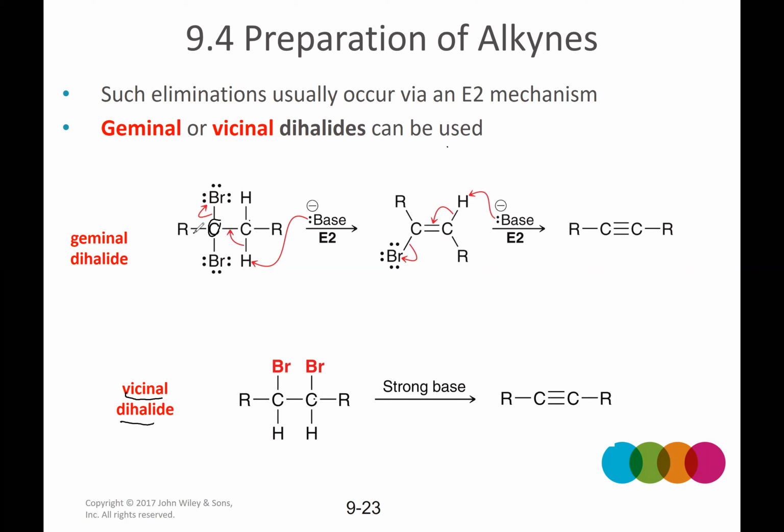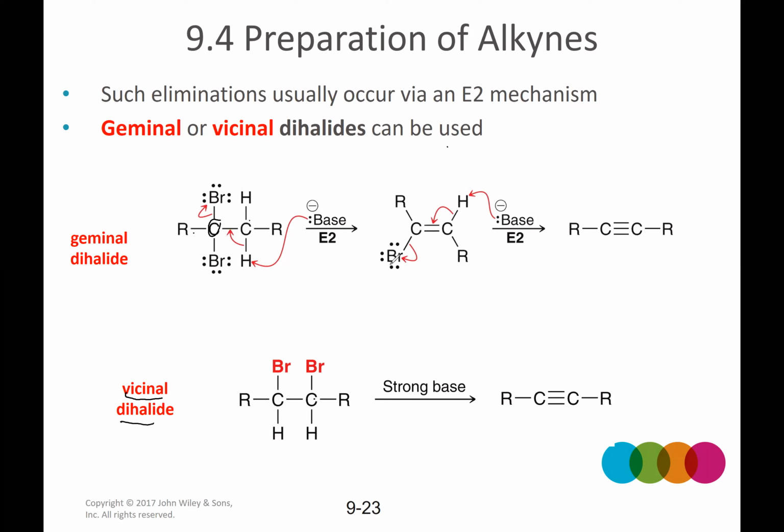So the way it works, you have a strong base added. I'll show you what base is typically used in a minute. And you get two consecutive E2 reactions. It's shown here. The base takes off a beta hydrogen. The electrons go in here to form a double bond, and the leaving group is kicked out. That generates an alkene. So you've removed H and Br, and you went from a single bond to a double bond in an E2 reaction.